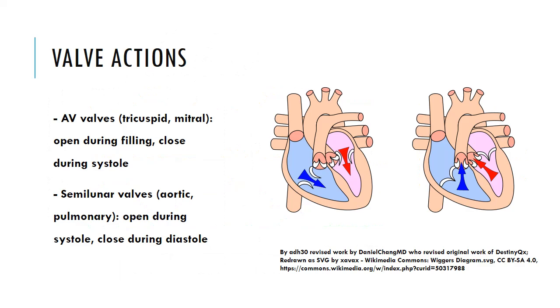The valves play a critical role in keeping blood moving forward. The AV valves are open during filling but close tightly during systole to stop backflow into the atria. The semilunar valves stay shut during filling but swing open during systole, then close at the start of diastole to stop blood from flowing backward.